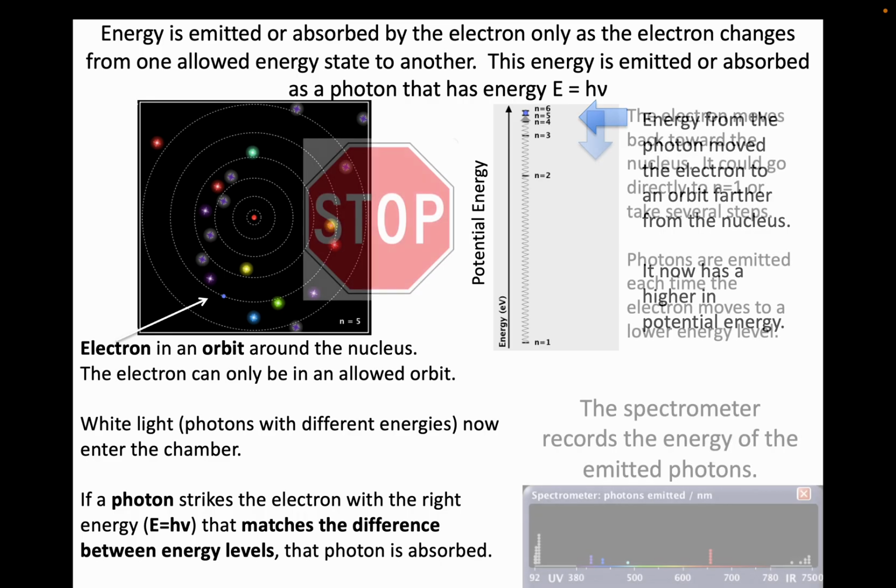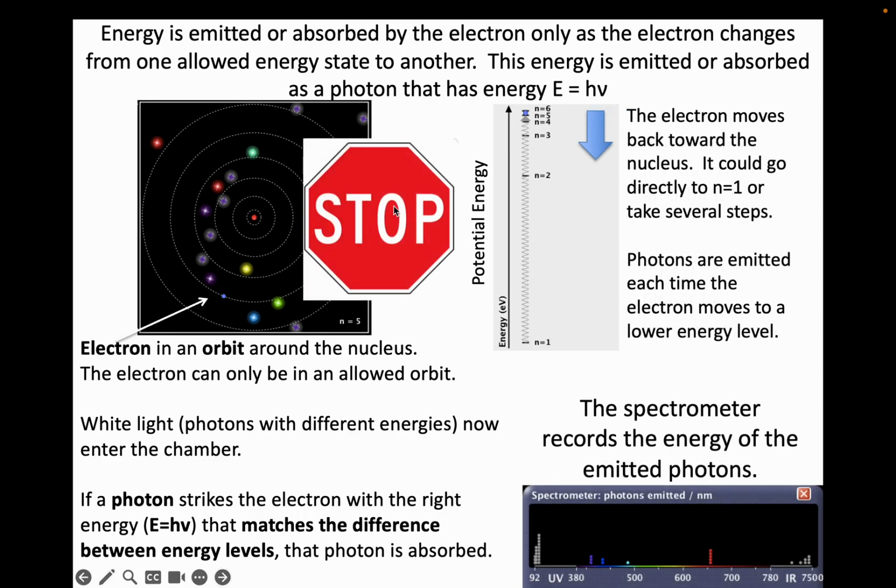It doesn't stay there indefinitely. It's going to move back down towards the nucleus. As it moves back down, it could go in just one step, or it could go in a series of steps as it moves its way down. Every time it moves from one step to another, a photon of light would be emitted. And the spectrometer is recording those emitted photons. A lot of different ideas here about the process. What questions do you have?